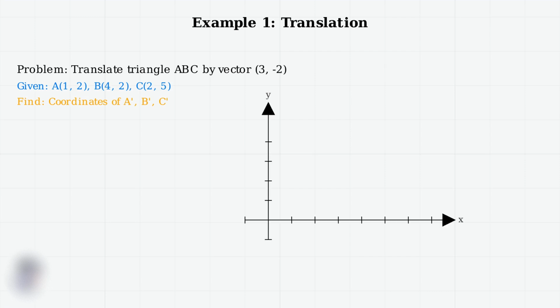First, let's visualize our original triangle on the coordinate plane. I'll plot the 3 vertices and connect them to form triangle ABC. Now I'll show the translation vector. This vector tells us to move 3 units right and 2 units down. Remember, translation means every point moves the same distance in the same direction.